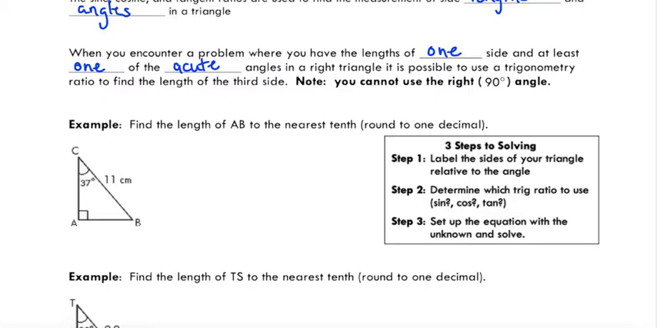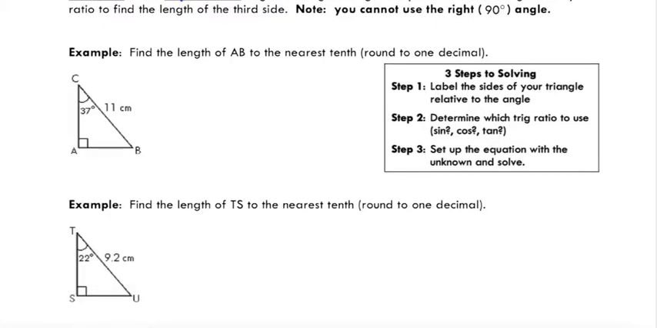So let's go through some examples. We want to find the length of AB. So this is the line segment AB, which can also be called C, because it's right across from the angle C, to the nearest tenth. So remember, that's rounding to one decimal place. So these are the three steps to solving for a missing side length.